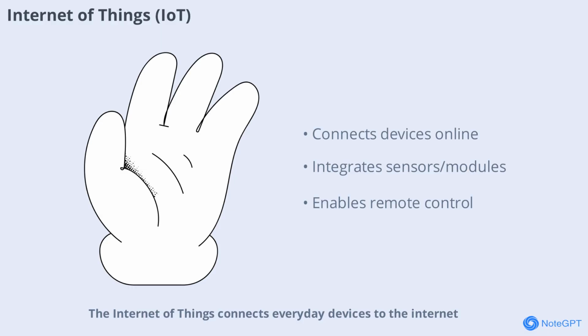The Internet of Things connects everyday devices to the internet, allowing them to communicate and share data. Circuit design for IoT involves integrating sensors, wireless modules, and microcontrollers. This creates smart systems that can be monitored and controlled remotely, revolutionizing industries from healthcare to agriculture.